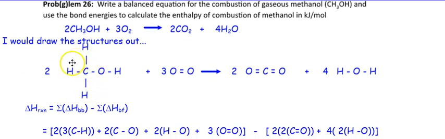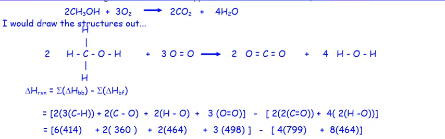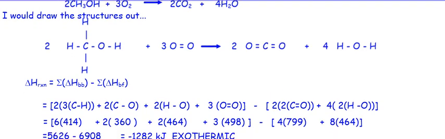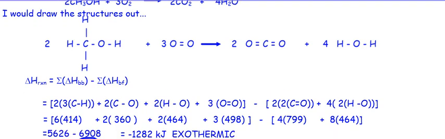So I have 3 of the CH bonds times 2. I have 1 CO bond, but I have to multiply by 2. I have 1 OH bond, but I have to multiply by 2. I have 3 O double bond O's here, minus I have 2 of these C double bond O's from carbon dioxide, and then I have 2 OH bonds, but then I have to multiply that by 4. So then I just find all my numbers and plug them all in, and then I do the math, and it's exothermic.